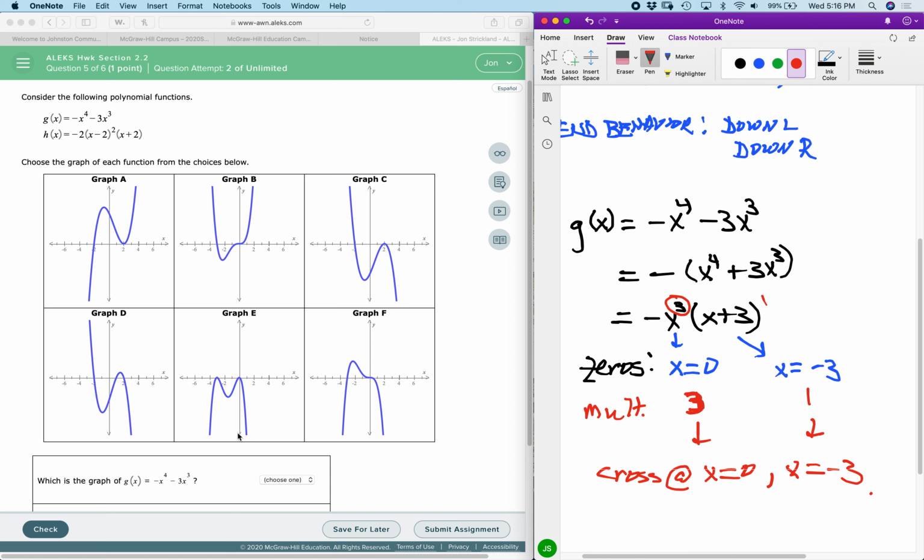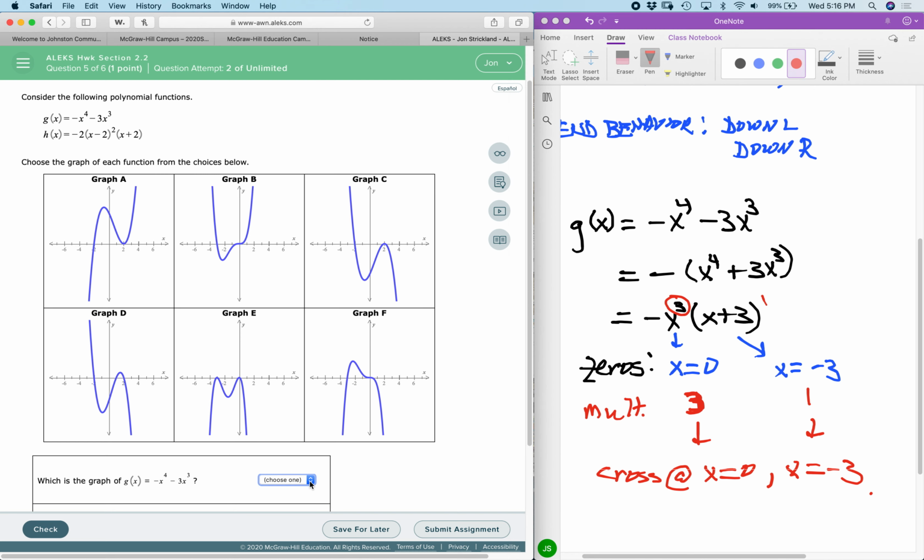So again, we have the end behavior down to the left, down to the right, and we have crossing at both 0 and negative 3. So E is out of the picture, and we have F as our result. So you have crossing at negative 3 and also at x equal to 0. So for the first function, the choice is going to be F.